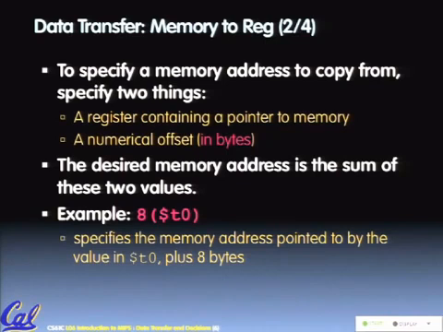So the idea is register to receive it, register where the pointer is, and the offset. And here's how I write it, by the way. You're going to see it like this. So here is T0 in parentheses. That says T0 is the pointer to the beginning of the array, and 8 is the number of bytes of offset I add to T0.